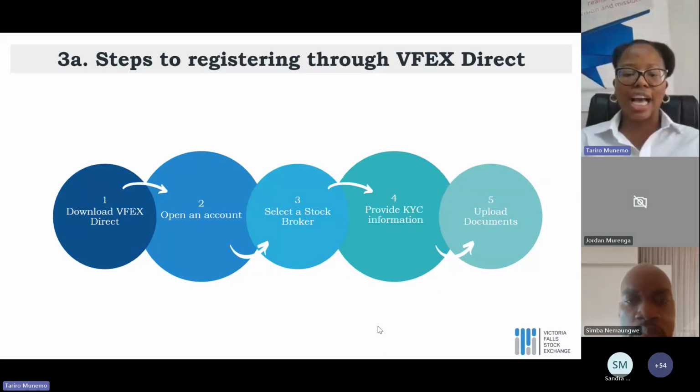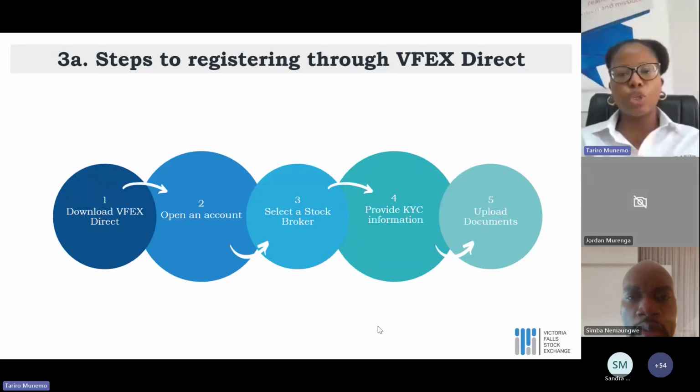So once you have opened your account, you then get to select a stockbroker that you require or that you desire. And this is where it's very similar to somebody who chooses to go directly through a broker as opposed to going through the mobile application. So when you select the broker that you're interested in, usually a very common question that we receive is, how do I know what stockbroker to choose? Because currently we have 21 stockbrokers that are licensed by VFEX.